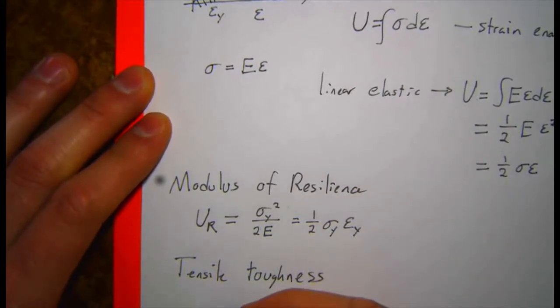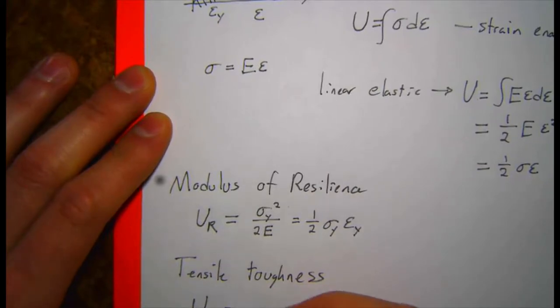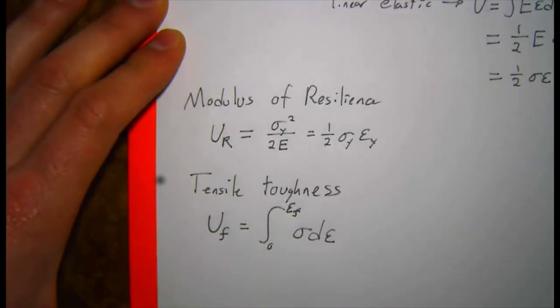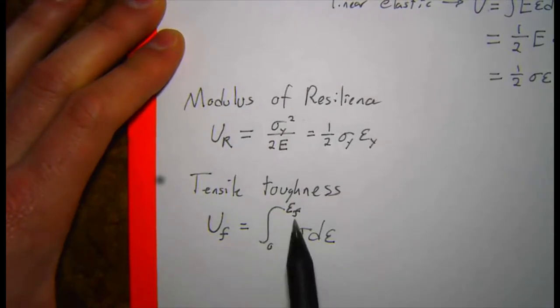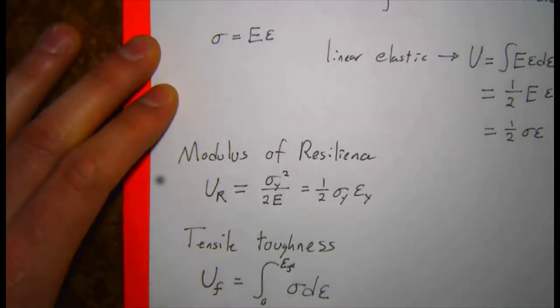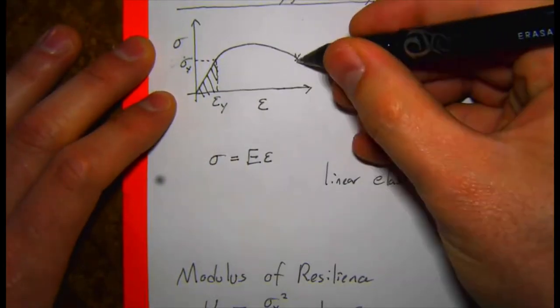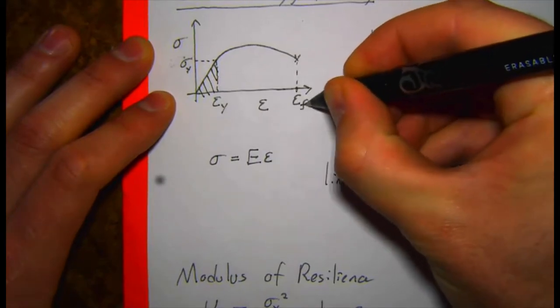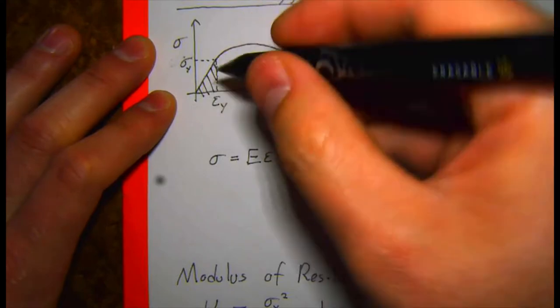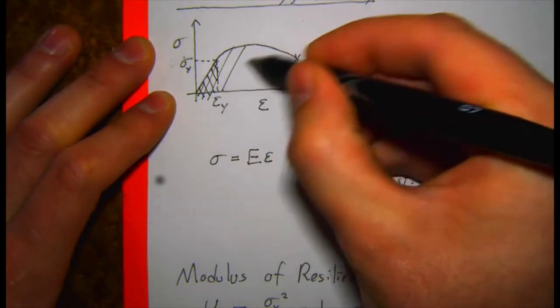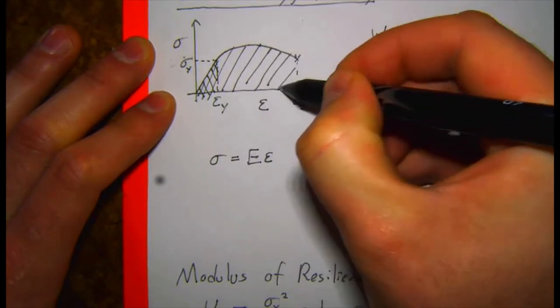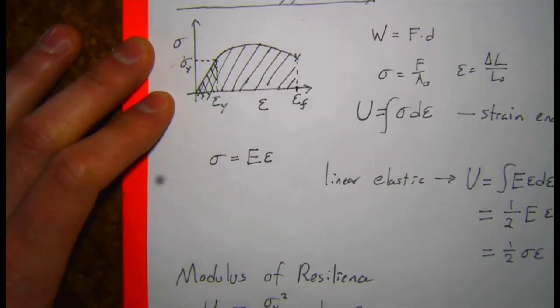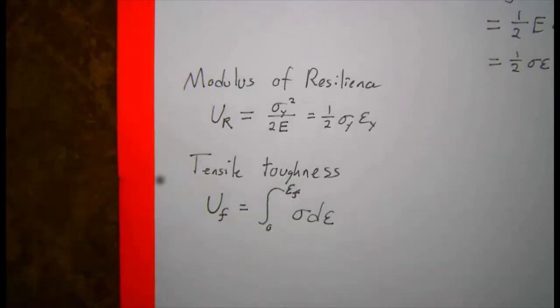Now, U F is going to be the full area under the curve prior to fracture. So from 0 to epsilon failure of sigma d epsilon, the tensile toughness is that same integral, but now all the way up until failure, where my failure point is this point where I have fracture of the body. And this now is just the area under this whole curve. So, two useful quantities: modulus of resilience and tensile toughness.